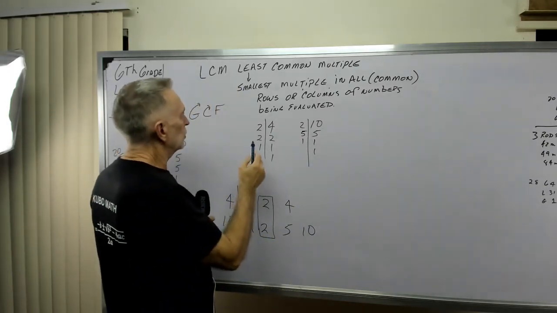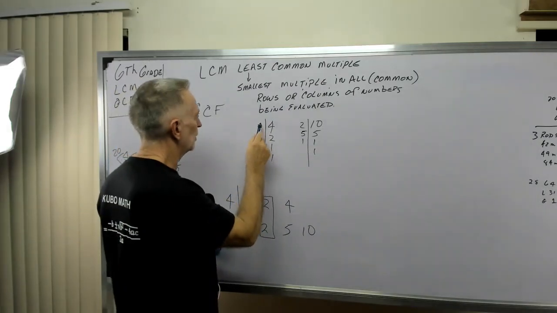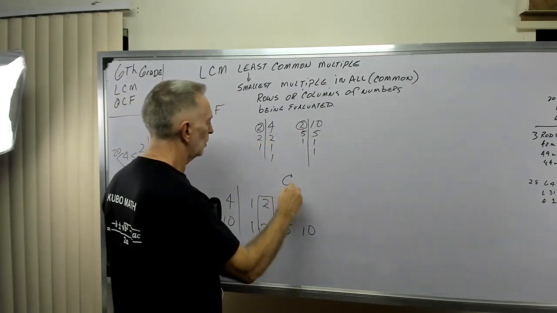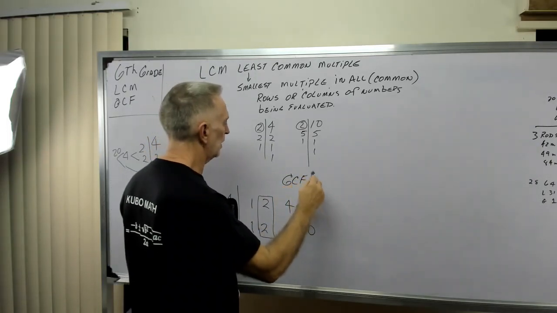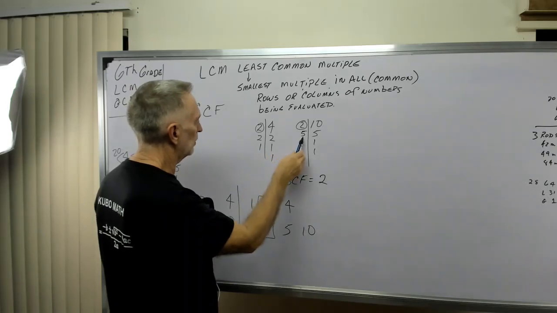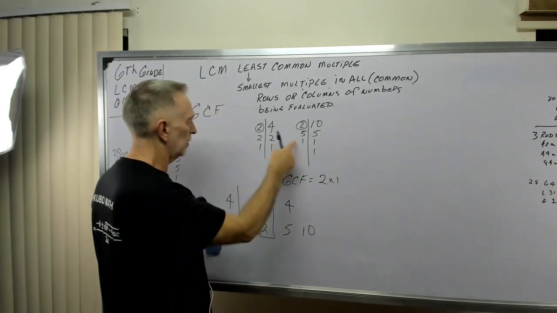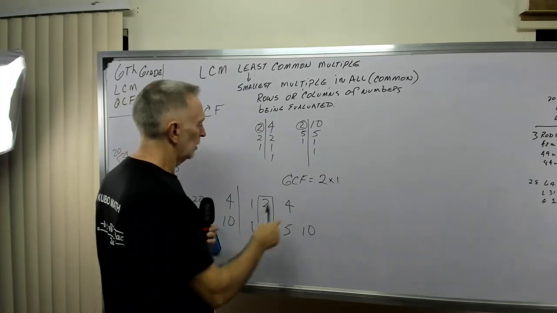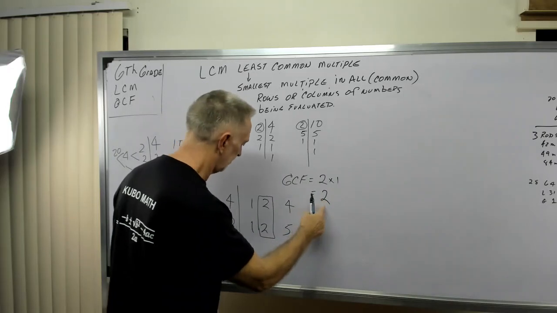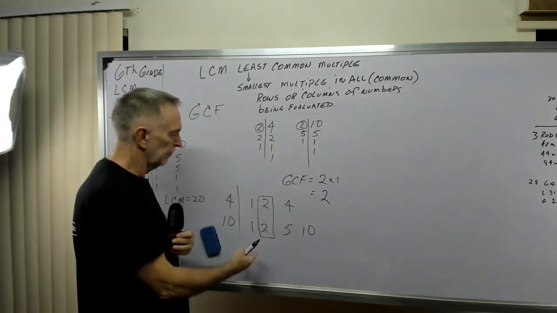Well, what factors? Now keep in mind, this is the greatest common factor. I have a 2 here and a 2 there. So greatest common factor equals, I have a 2 in both. I have a 2 and a 5, 1 and 1. So I could put my 1 there. Okay. Greatest common factor is 2 times 1, which is 2. Which is exactly what we said here.